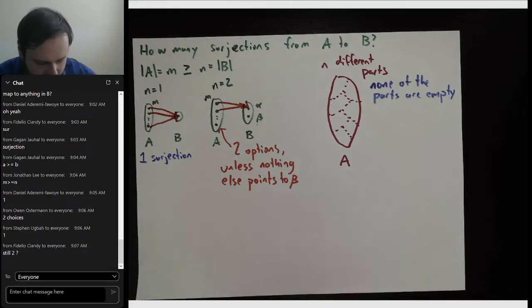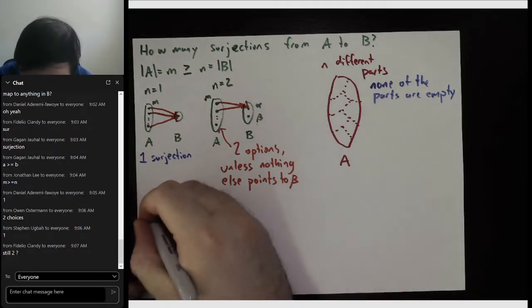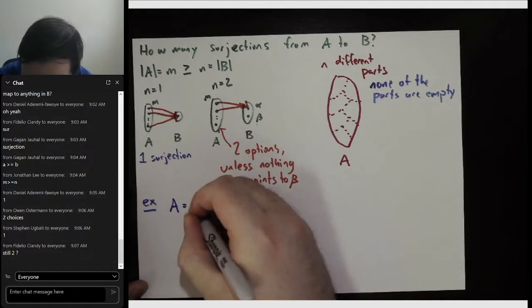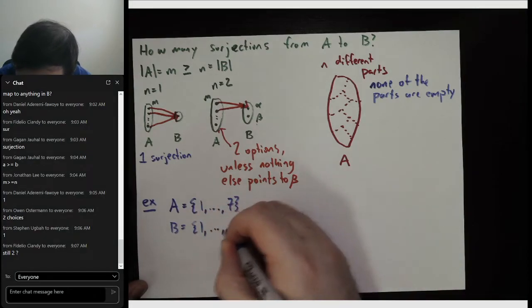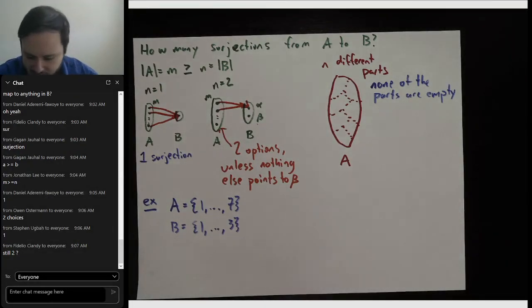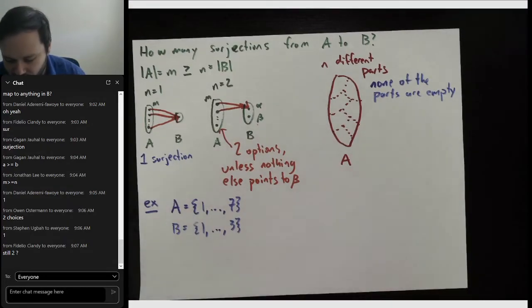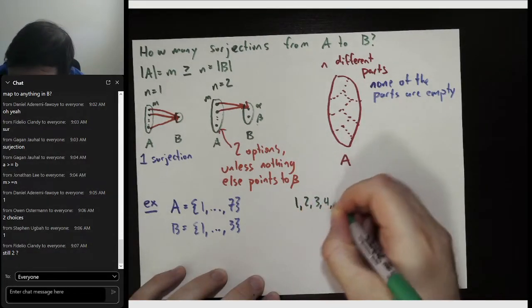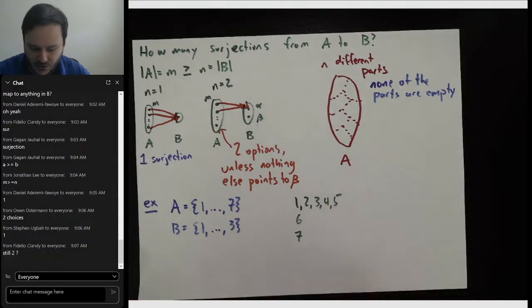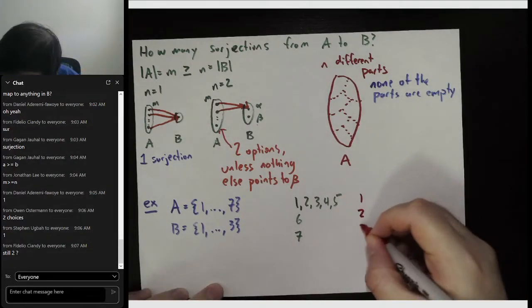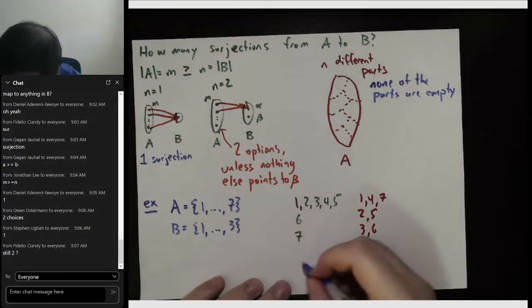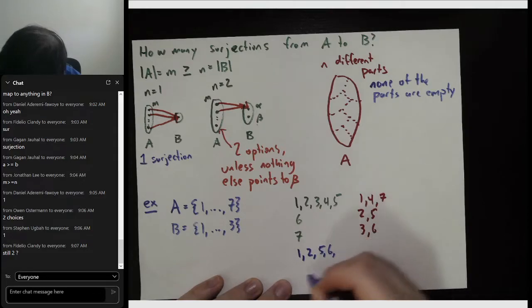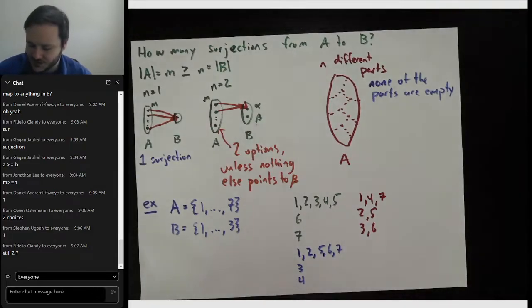And so maybe let's look at a specific example. Let's say that A is the numbers from 1 up to 7, and B is the numbers from 1 up to 3. What I need to do is split the numbers from 1 to 7 into 3 different groups. So I could do that like 1, 2, 3, 4, 5, and then 6, and then 7. Or I could do it like 1, 2, 3, 4, 5, 6, 7. Or I could do it like 1, 2, 5, 6, 7, 3, 4. All of these are different ways.